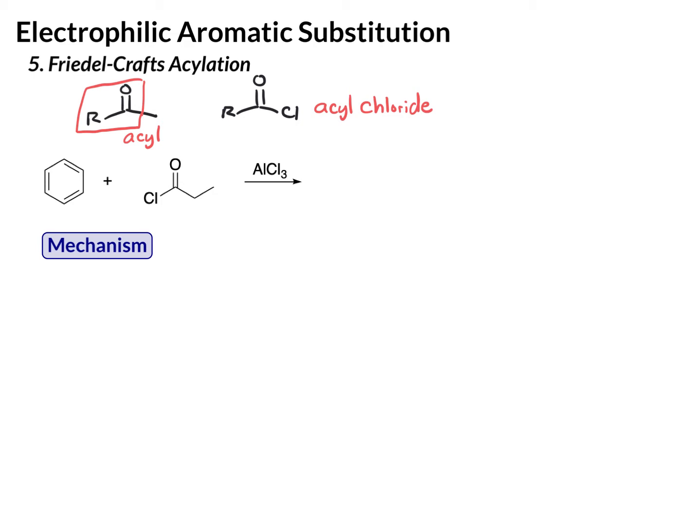And as far as predicting the products for these, it's pretty straightforward. So all you really need to do is draw your benzene ring, and we're going to replace one of the hydrogens with the acyl group. For example, here's this carbon that has the chlorine bonded to it. That's the carbon that's going to be attached to the ring. So that carbon will have the double bond O and the ethyl group, and there's the product. The byproduct of this is just HCl.